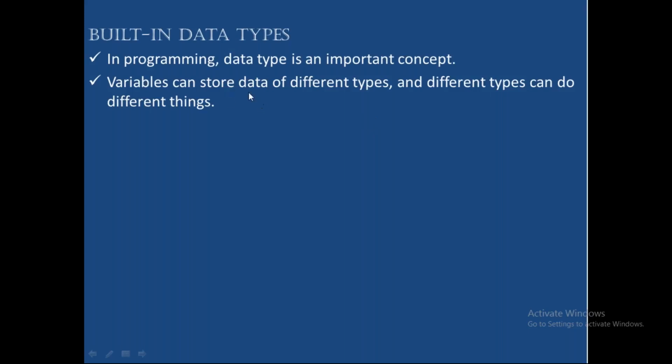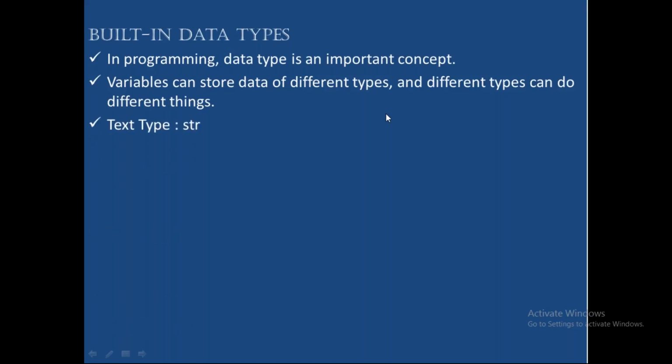Variables can store data of different types. You can say a equal to 10, a equal to Rama, a equal to Krishna. You can give whatever you want. Understood? Different types can do different things. So a equal to 1, a equal to Rama, a equal to 10.5, you can do. Based on the data you are assigning to the variable, the variable's data type will change automatically. Python is dynamically typed, so it can understand the data type of that variable.